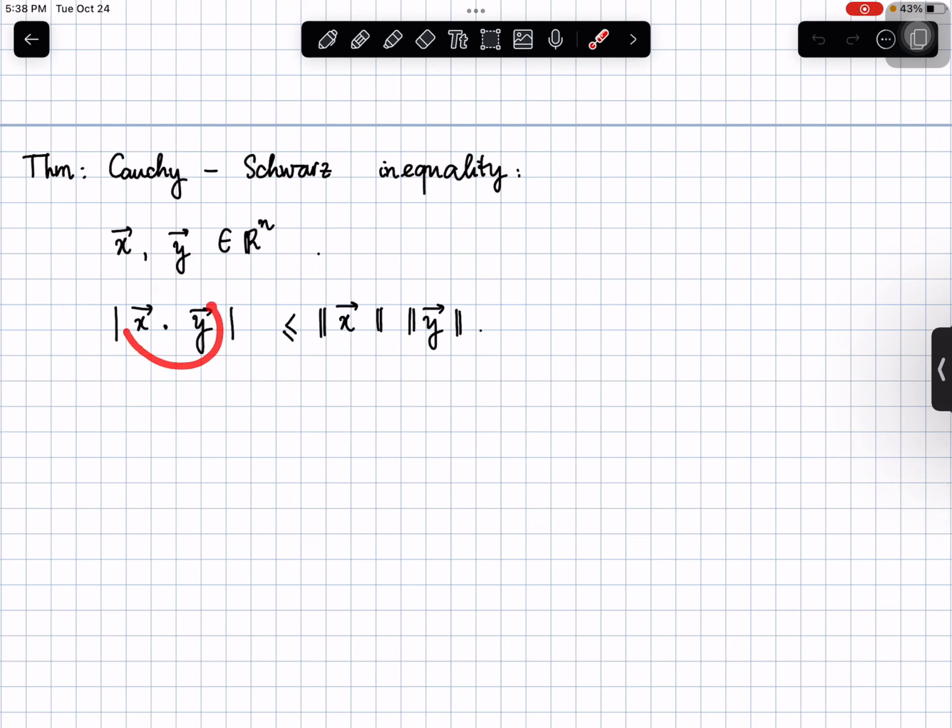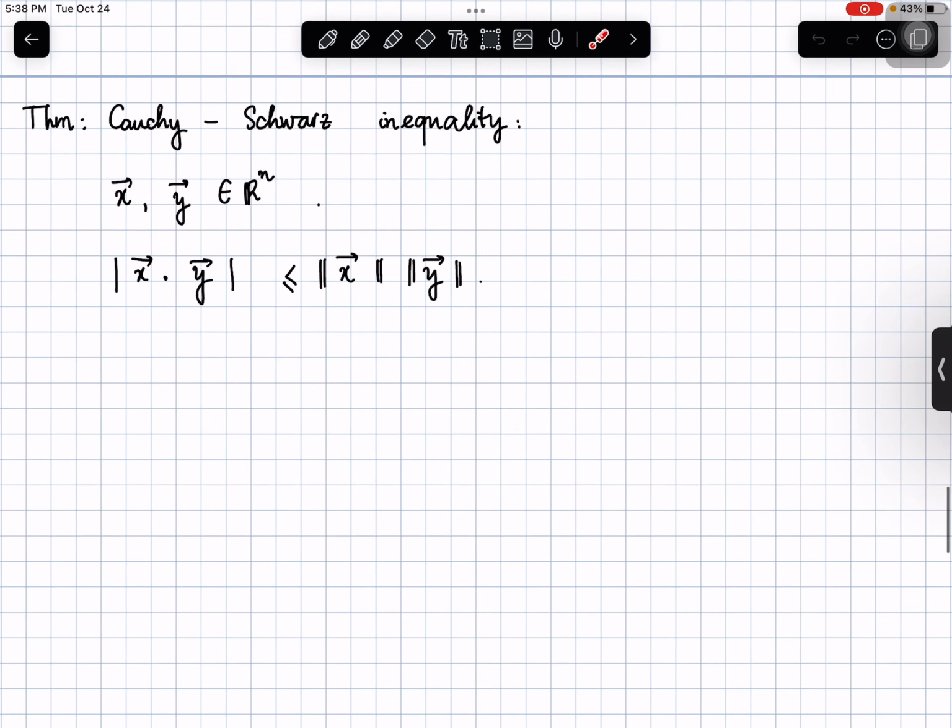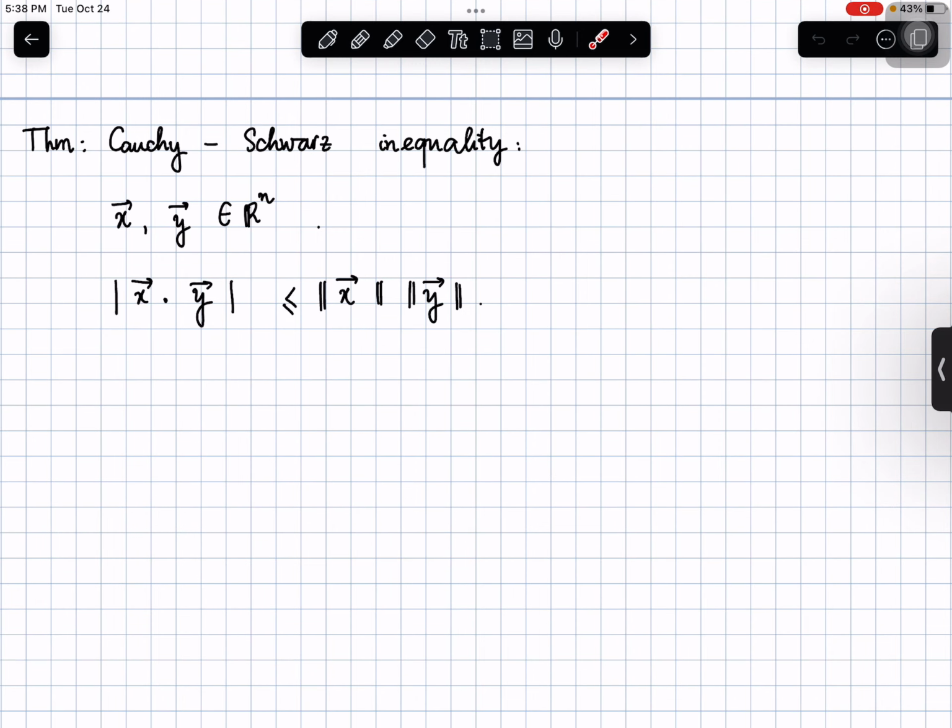We know that this scalar product is a scalar. The absolute value of this scalar is less than or equal to the length, or the norm, of vector x times the length of vector y. And to prove the Cauchy-Schwarz inequality, we will use a theorem that we proved before about the angle between two vectors.